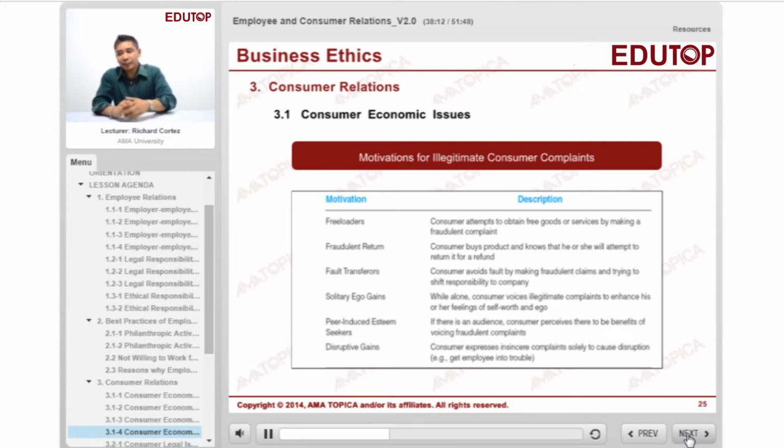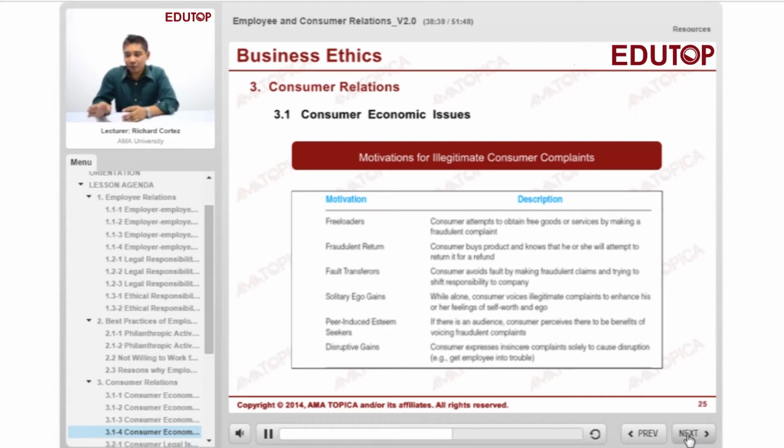And another one is the fraudulent return. The consumer buys a product and knows that he or she will attempt to return it for a refund. So on the part of the consumer, sometimes you buy a product and later on you want to return the product after using it for several days for the purpose of getting a refund from the company. So on the part of the consumer, that is fraud.